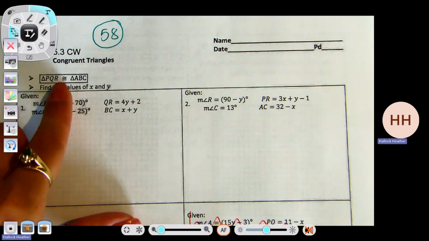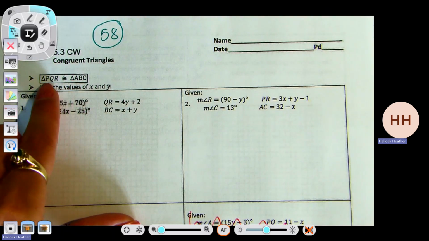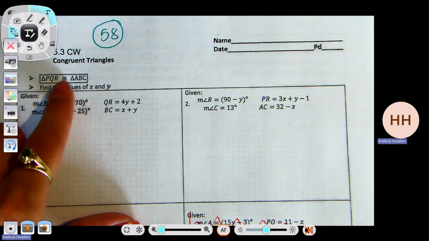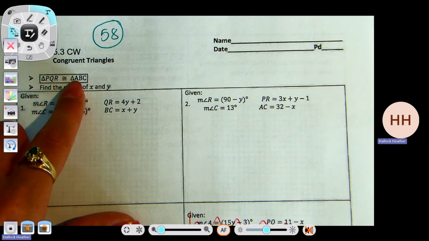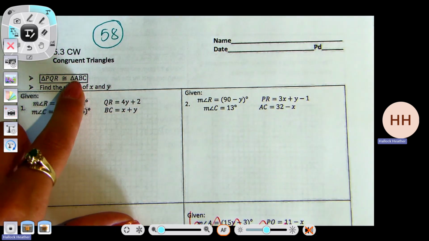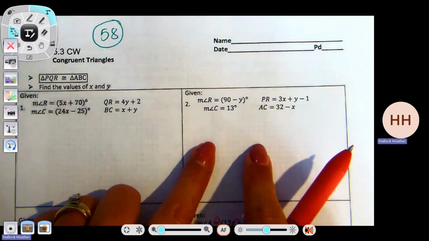So this is the congruency statement. It says triangle PQR is congruent to triangle ABC. You're going to use that same statement for every single problem on the front. Okay. So we're going to do number 2 together.